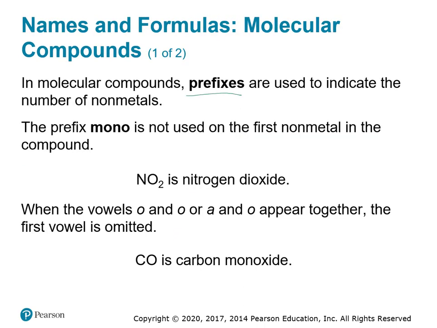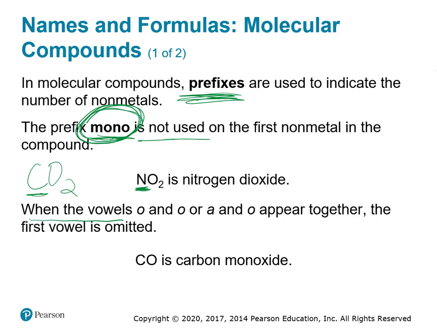In molecular compounds, we use prefixes to indicate the number of nonmetals. The prefix mono is not used on the first nonmetal of the compound. For example, NO2 would be named nitrogen dioxide. There's one nitrogen. We do not say mono if there's one of the first. Kind of like you all probably know this compound, carbon dioxide. We don't say monocarbon dioxide. That's the only time we do not use a prefix, is if the first nonmetal listed has one of them.